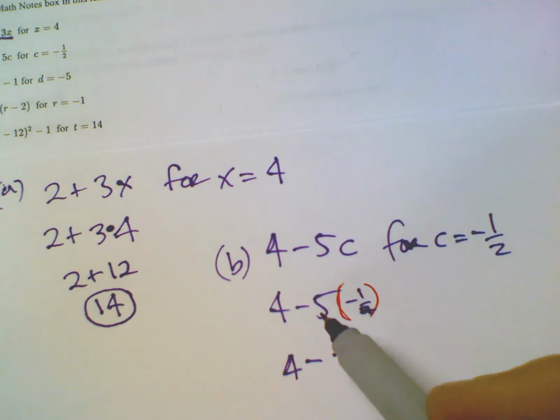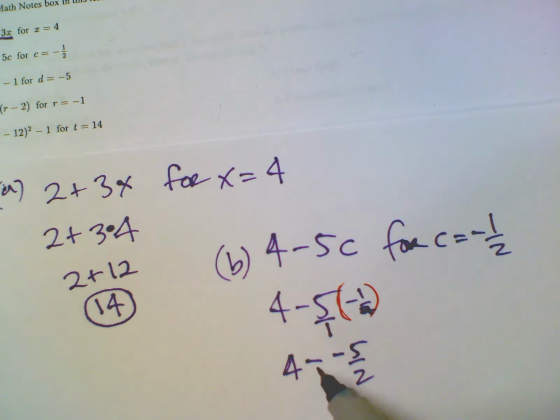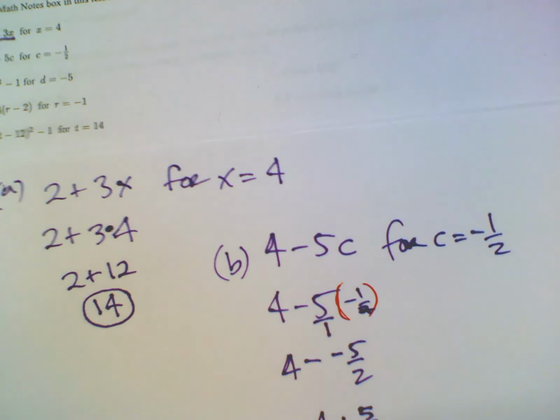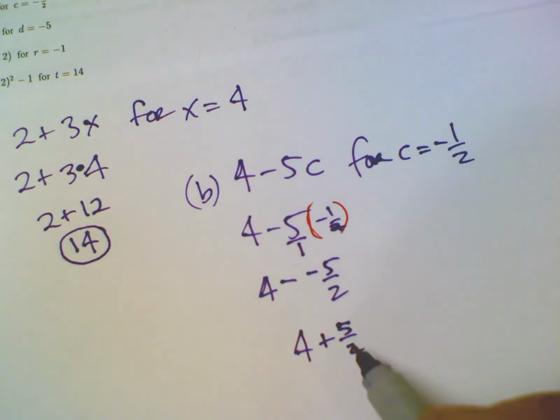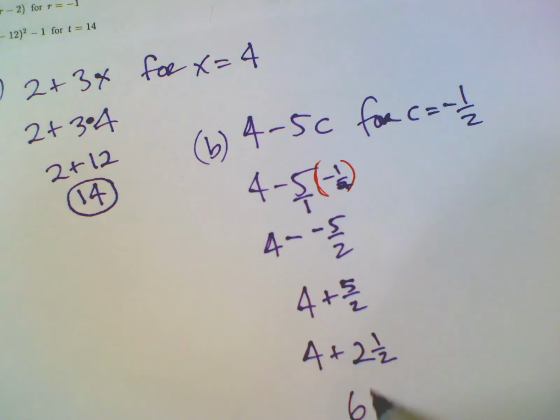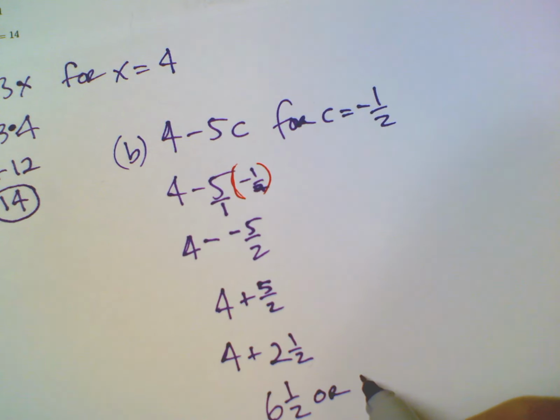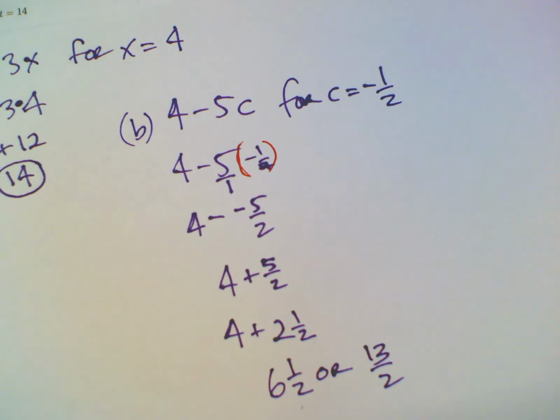When you multiply a whole number times a fraction, you can put that whole number over one and just multiply straight across. Notice what happens here. I have a minus a negative. So minus a negative actually means a plus. So it's 4 plus 5/2, and then we're going to continue to simplify that, or add those. What is 5/2? 5/2 is actually the same thing as 2 1/2, correct? So 4 plus 2 1/2 is 6 1/2. Or if you were going to write it as an improper fraction, that would be 13/2. Okay, so there's B.